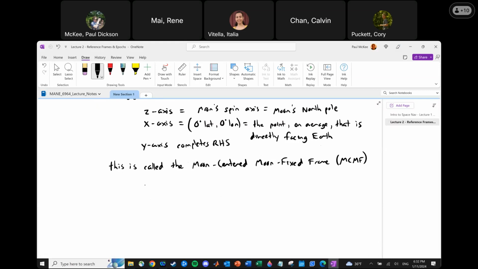So the moon-centered inertial frame would be nice for describing the orbit of a spacecraft around the moon. The moon-centered moon-fixed frame would be good for describing points on the lunar surface. Same thing as with the Earth.